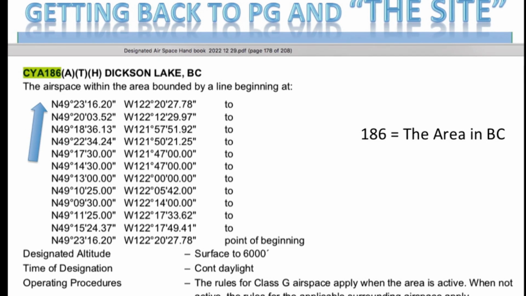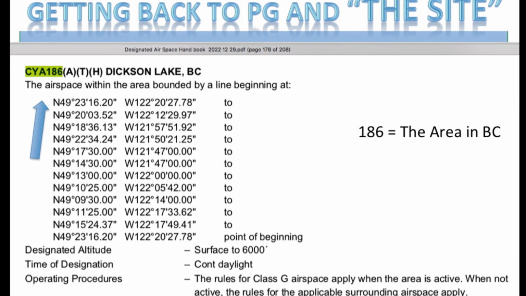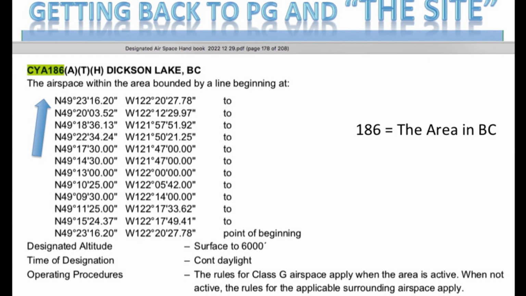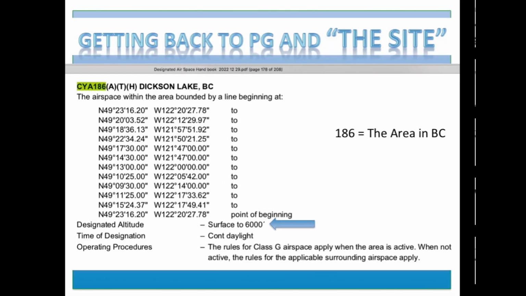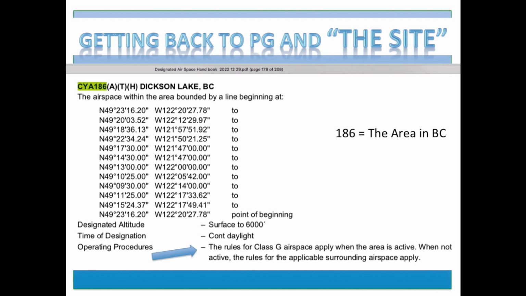Okay, so now I'm going to draw your attention to the Designated Airspace Handbook. This is a PDF that you can get off the internet for free. Go ahead and look it up and download it. And here we see an entire page in the handbook dedicated to this CYA. Here where the arrow is now pointing, you can see that the CYA goes from the surface all the way up to 6,000 feet. It used to be 6,500, now it's 6,000. Here you can notice that the time of designation is continuous daylight hours. Now this is interesting. The rules for Class G airspace apply when the area is active, which we now know is daylight hours. When not active, the rules for the applicable surrounding airspace apply.